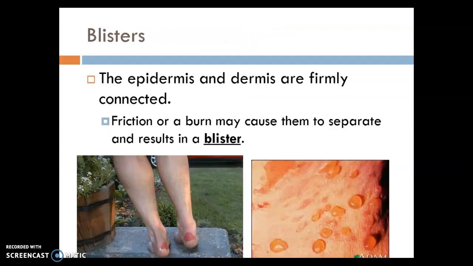So again, going back to all the stuff we learned last chapter, epidermis and dermis are firmly connected. I mean, there's not really any separation there, really, but you can have friction on your skin, which can cause those two layers to kind of rub against each other.